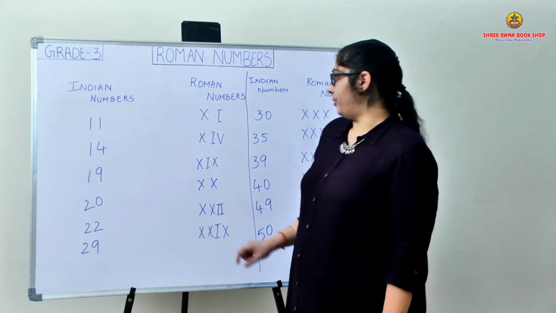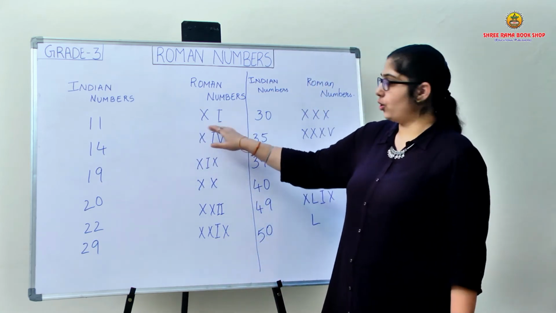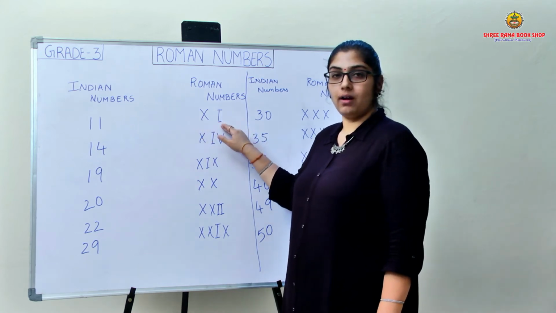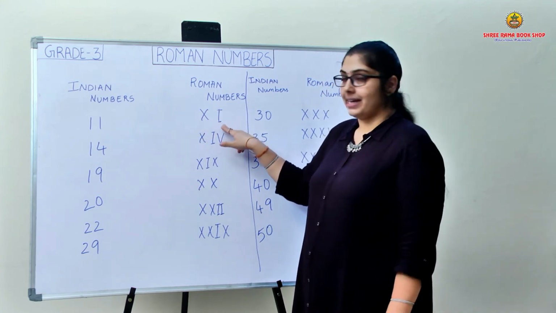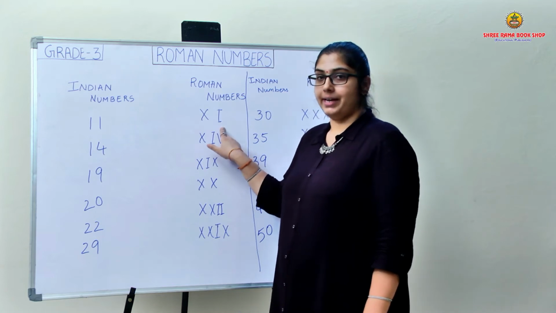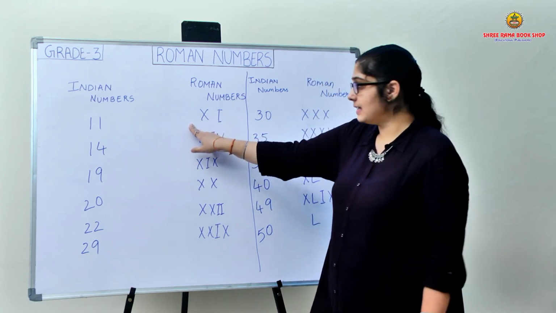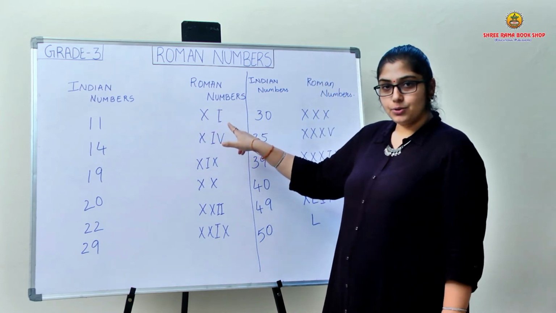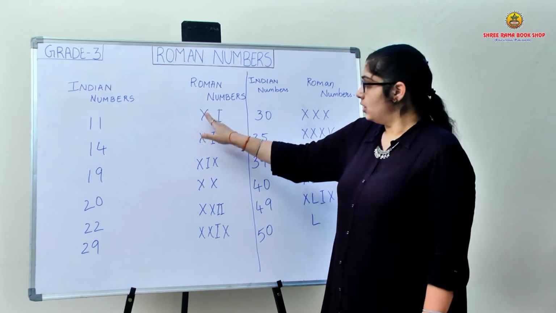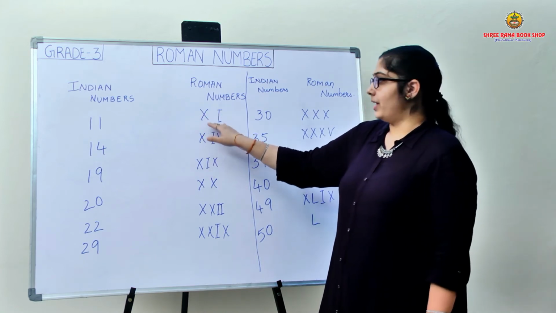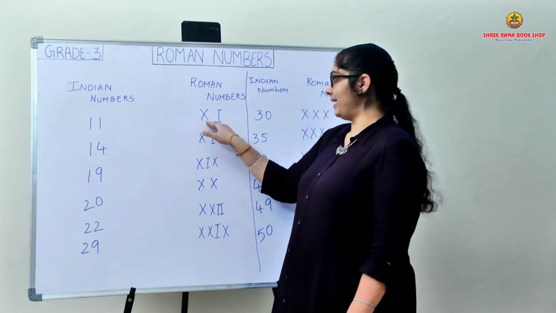So 11 is represented by X and I, XI. Why am I writing I towards the right but not towards the left? Because I need to add the number to the X value, that is 10. So I am adding 1 to 10 to get 11. So I am writing XI.